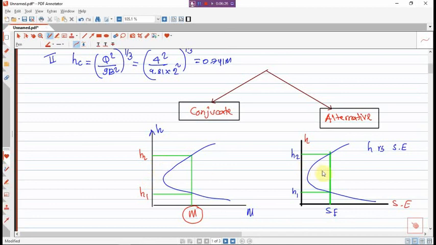So for a certain momentum, if we get two values, that is called conjugate depth. But in the other way, for the specific energy, if we get two values for a certain specific energy, we call them alternative depths. So those are the very important depth types in advanced hydraulic mechanics.